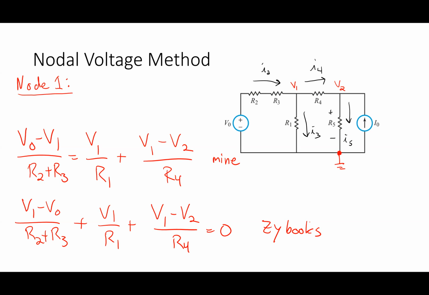I would argue that those are the same. Right? How do I know they're the same? Well, I'd have to move the V1 minus V0. So in other words, if I move that term in mine over to there, it would become minus V0 minus V1, which becomes V1 minus V0. It's entirely the same equation.